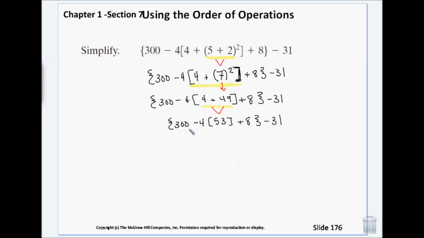Okay. Now this right here, this 4 next to this bracket with nothing in between them, that symbolizes multiply. If you see that like this, that tells me to multiply if there's nothing in between. So this is telling me negative 4 times 53. I'm inside these braces now.